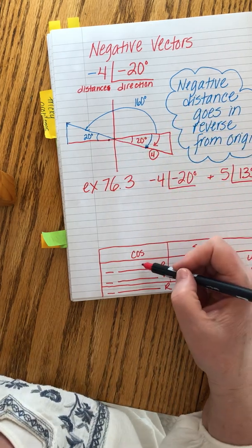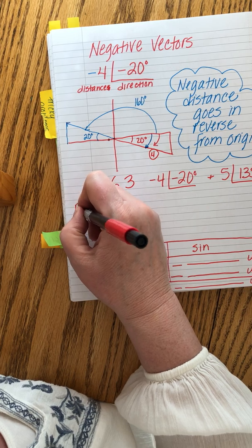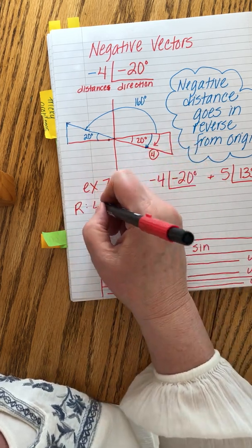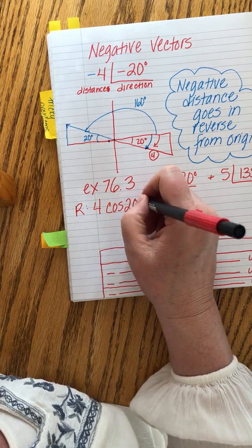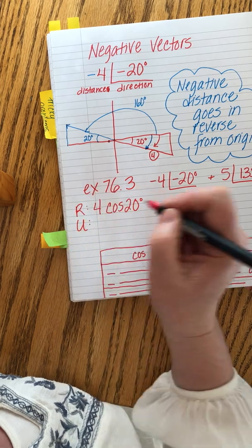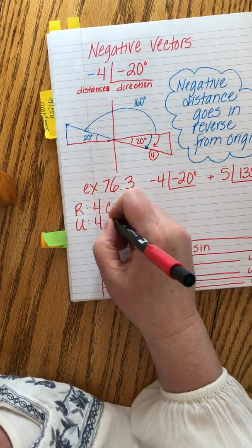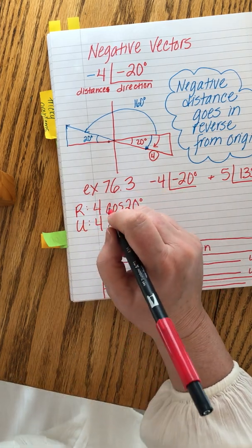So to find our right value, we will multiply the hypotenuse 4 times the cosine of 20 degrees. And to find our up value, we'll use sine: 4 times the sine of 20 degrees.